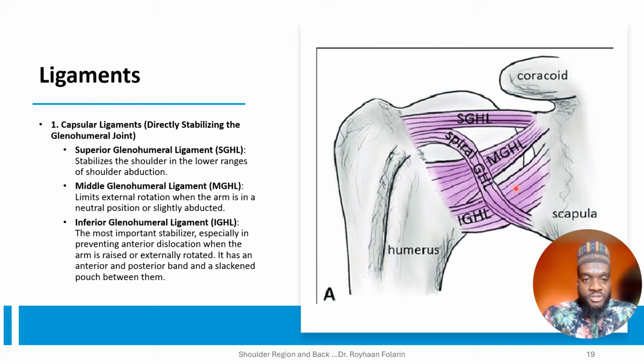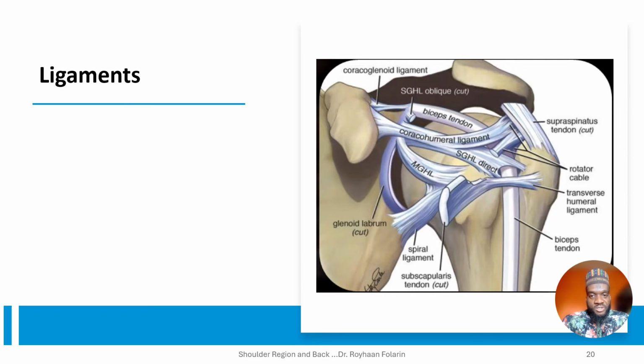So it prevents anterior dislocation whenever the arm is raised or externally rotated. So it ensures that the head of the humerus is not dislocated out of the glenoid cavity. So you see it blocking up the head of the humerus in here. The inferior glenohumeral ligament has an anterior and posterior band, as well as a slackened pouch in between those two bands. So we also have the spiral glenohumeral ligaments added to that picture.